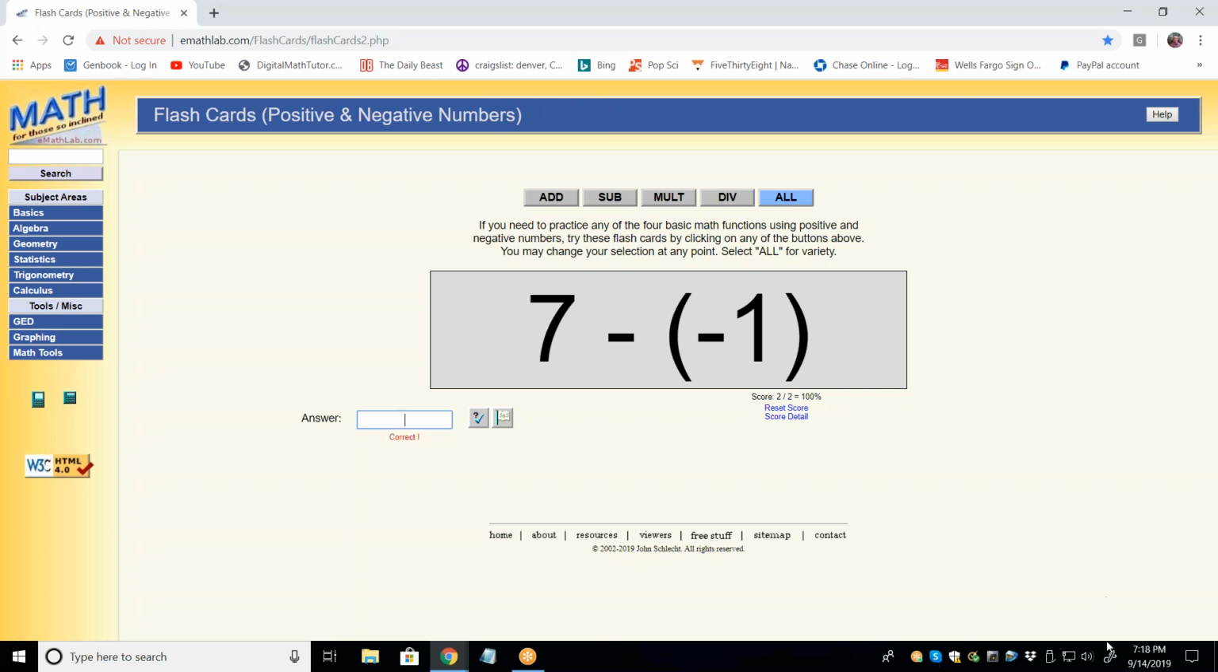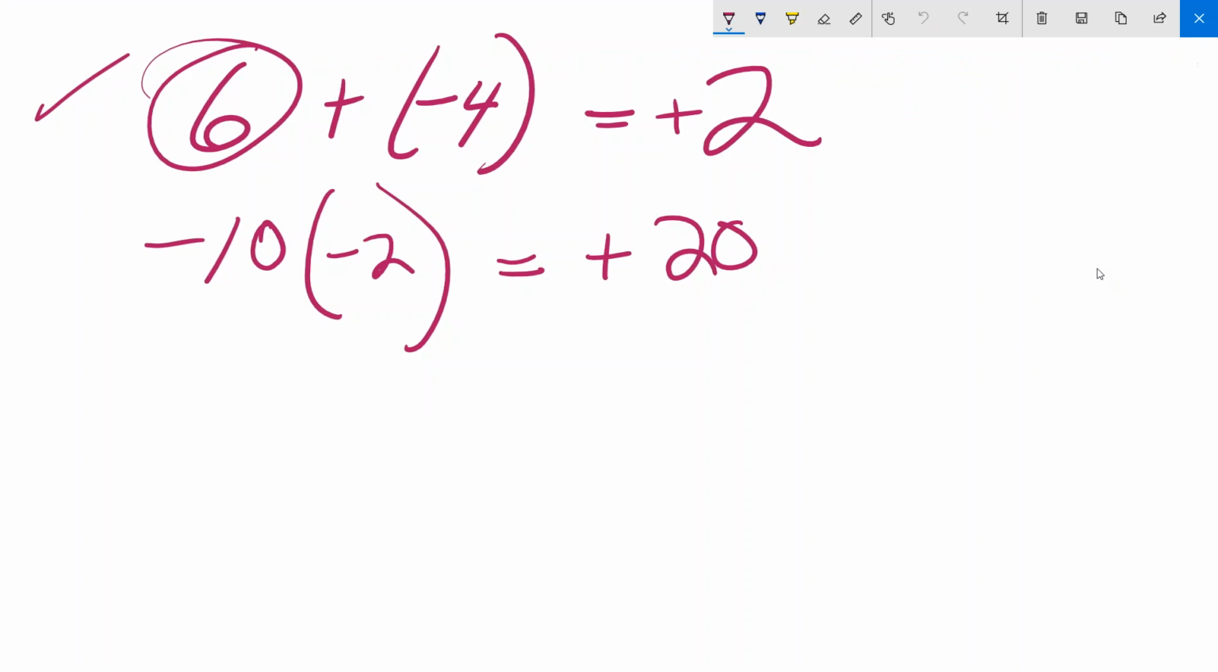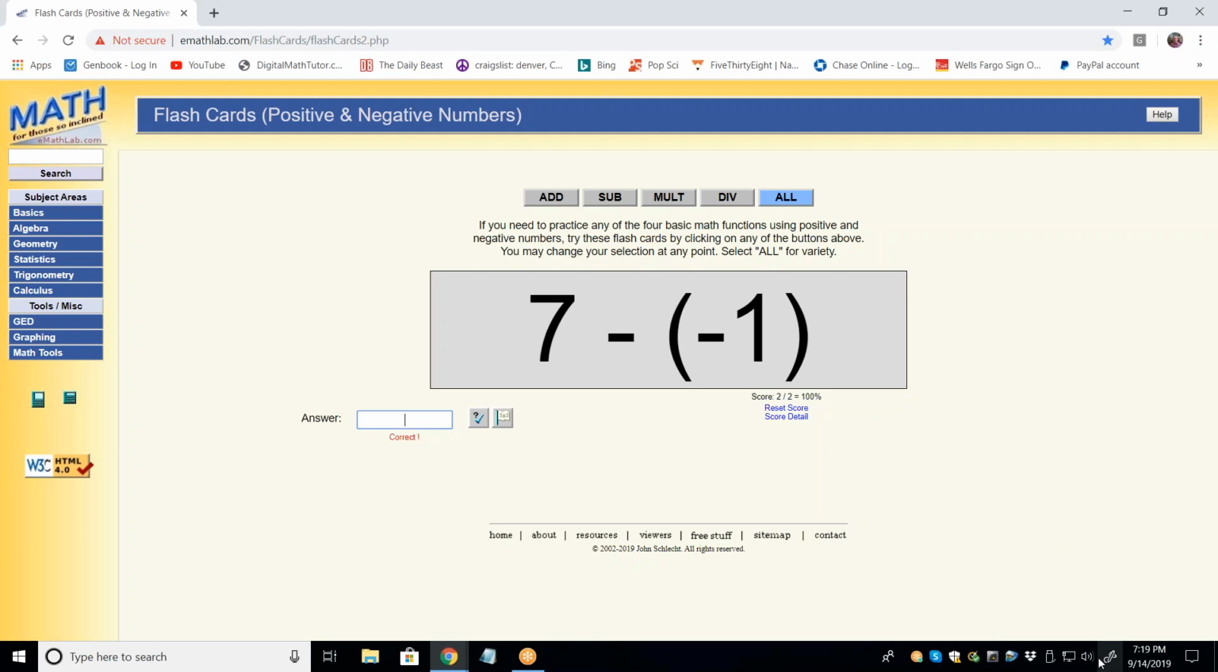Here, hold on. Let me just get so I can write on this thing. Wow. Hold on. I can't do it like that. I got to do it this way.